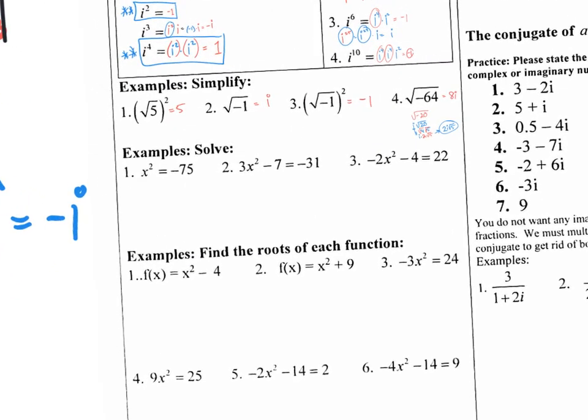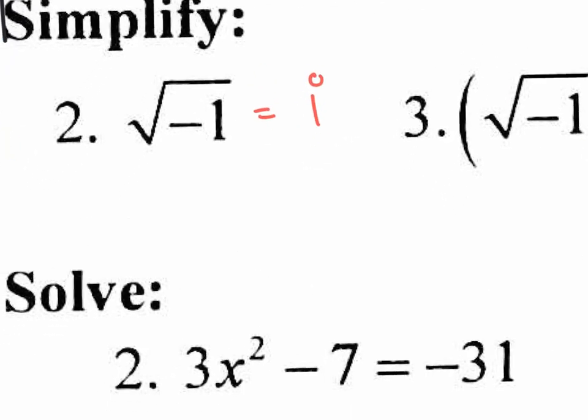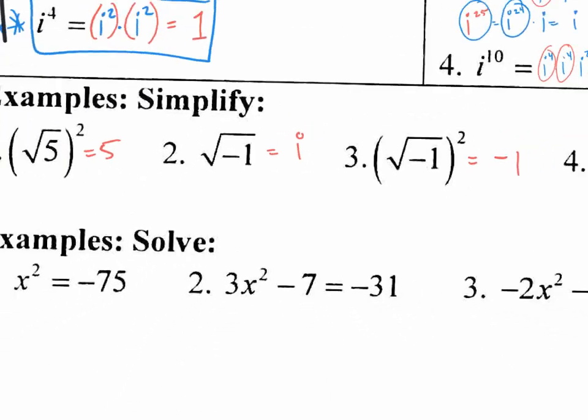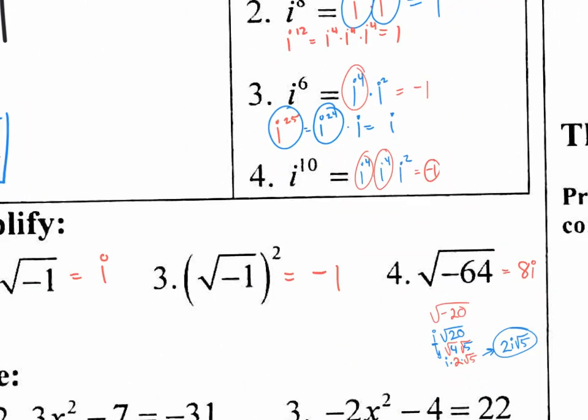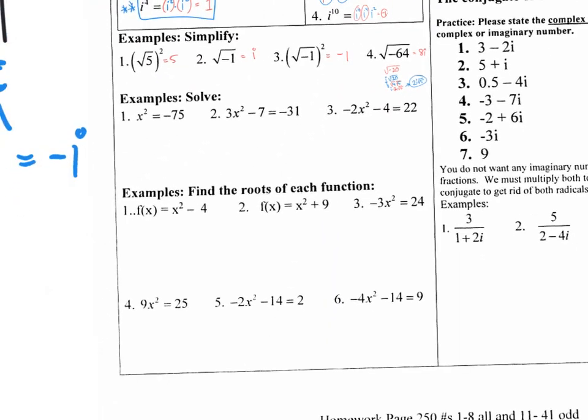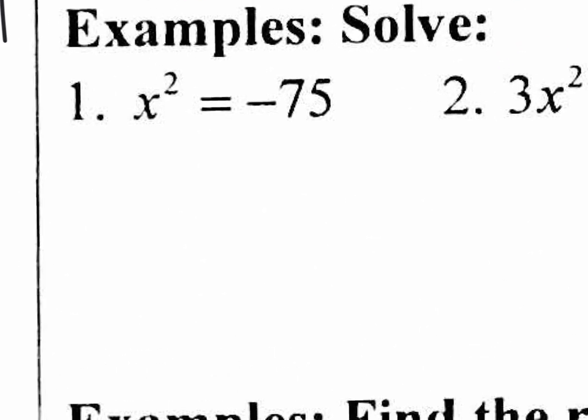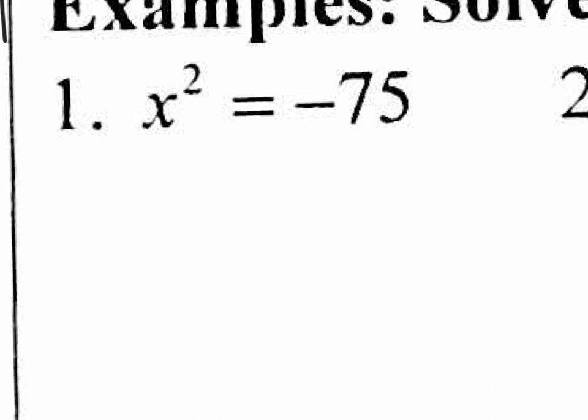So we know where the i came from. It came from the square root of a negative. We know how to deal with i's to certain powers. We also need to know how to solve equations involving square roots when you end up with imaginary values. It's really easy. We've been doing this already. How do you get rid of the square? Square root it. So your answer is x equals plus or minus. You have to put a plus or minus in front of your square root answer.